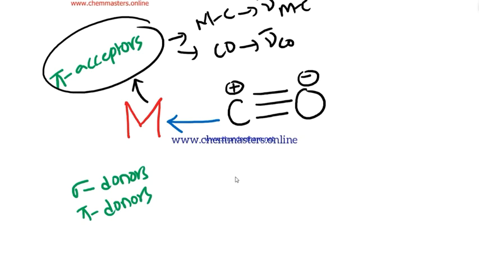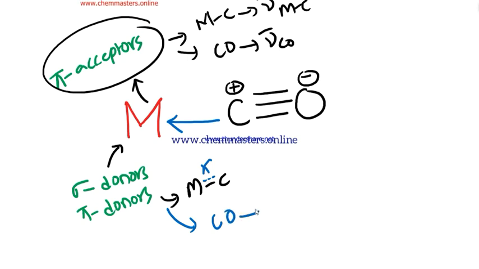Whenever the sigma donor ligands or pi donor ligands are coordinated to the metal along with CO ligands, then electron density around metal increases, and which leads to increasing metal carbon bond strength due to formation of a new pi bond, and which leads to decreasing carbon oxygen bond strength, and which leads to decreasing CO stretching frequency and increasing metal carbon stretching frequency.